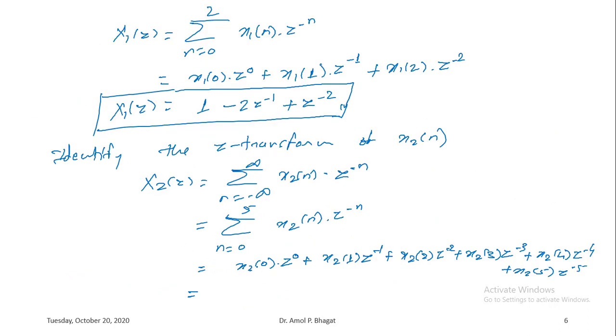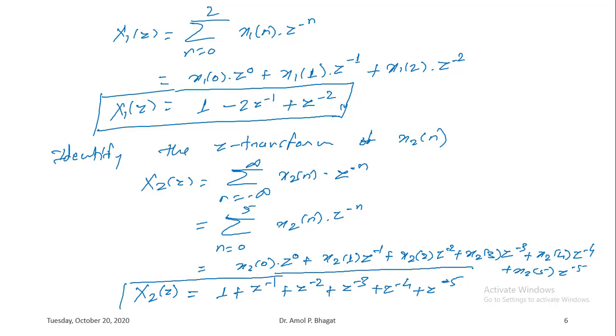So here I can substitute 1. So x2 of 0 is 1, 1 multiplied by z to the power 0. Z to the power 0 will be 1 again. So it will be 1 plus 1 multiplied by z inverse, so it will be z inverse. 1 multiplied by z to the power minus 2, z to the power minus 3, z to the power minus 4, z to the power minus 5. So this will be your x2 of z. Okay, so now we have got x1 of z and x2 of z.